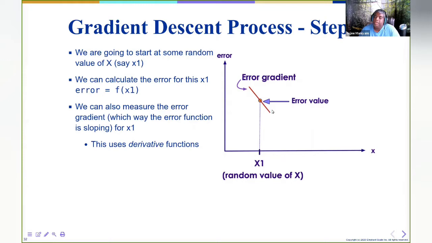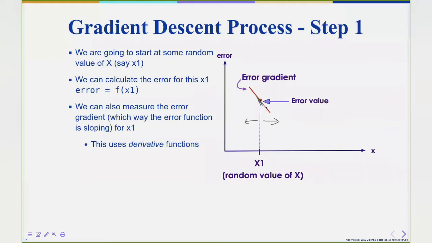Now, question for you. I'm here. My error function is sloping this way. Remember, my goal is to minimize the error. If I pick the next x, should I go left or right? What do you think? Remember, my function is sloping this way. I should go right, exactly, because the function slopes this way, so I have a better chance of finding a lower value if I go this way.